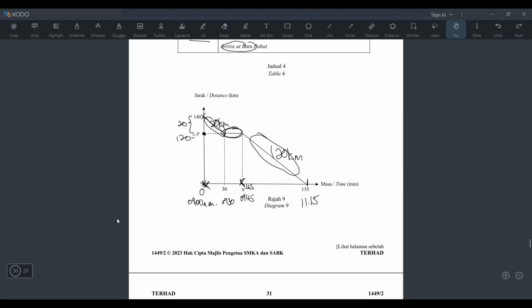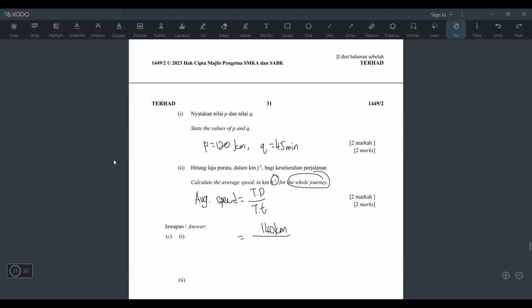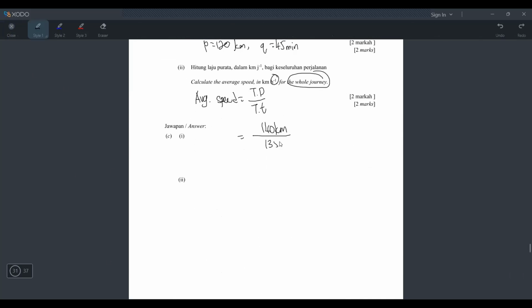So what is the total time in hours? The total time in minutes is 135. But I want it in hours. So it will be 135 divided by 60 hours. But don't write it like this. Come on, if you write like this, confirm wrong.